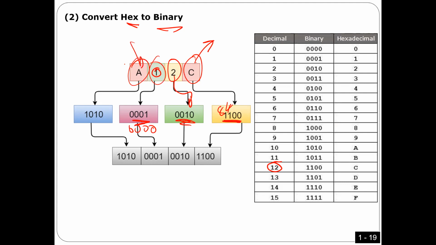If this is number 10, 10 means 2 and 8. So I have to put here 1 and 2, 1 and 8. So this is the digit. That's it, and then put everything together.